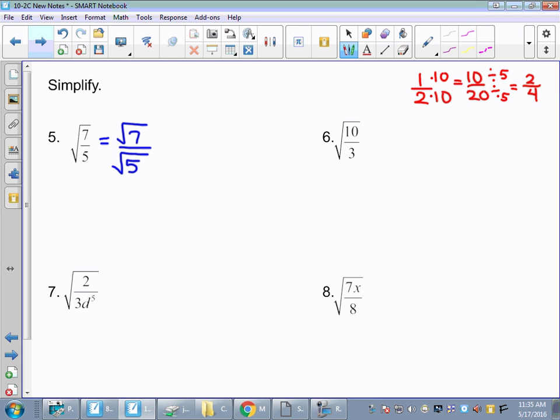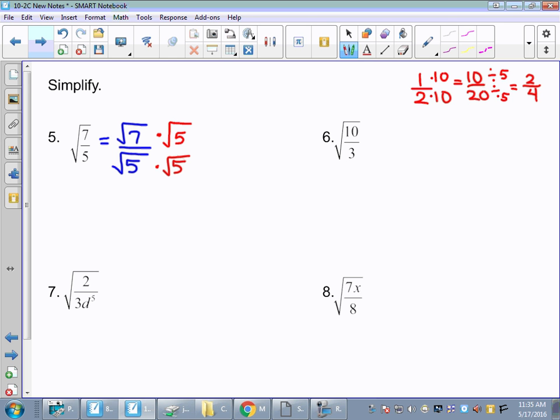So the rule of fractions is whatever you do to the denominator, as long as you do it to the numerator, it still holds its same value as a fraction. So I don't want to change the value of square root of 7 over square root of 5, but I want to change how it looks. And so the easiest way to get rid of a radical in the denominator is to multiply the denominator by itself. And I'll show you why in just a second. So I'm going to choose to multiply by the square root of 5. Whatever I do to the bottom, I also have to do to the top.